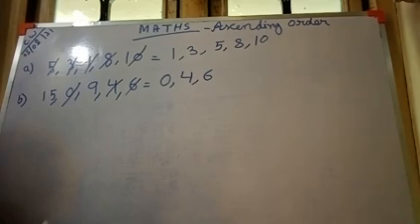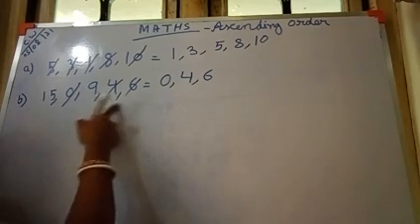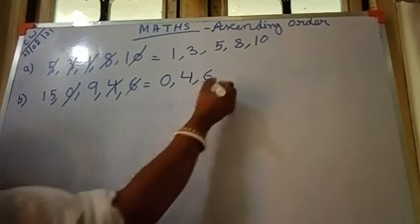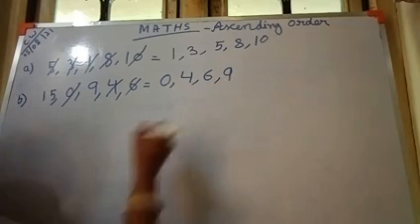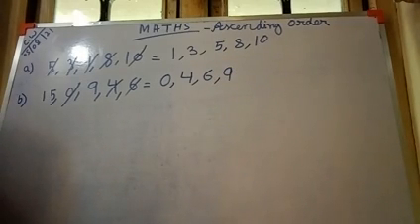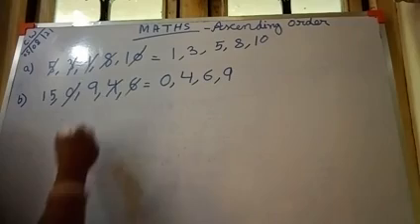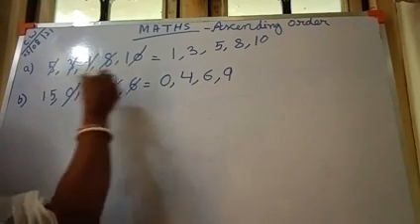And 6, 7, 8? No, 7 is not there. 8 is also not there. Then comes 9. Yes, 9 is there. So you will write the number 9, then cut the number 9. Then 1, 5, 15.